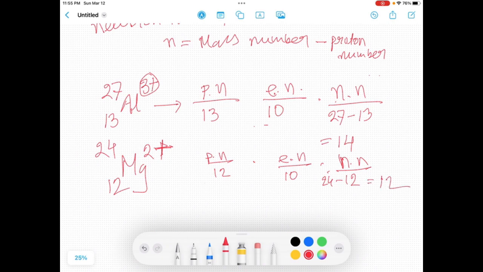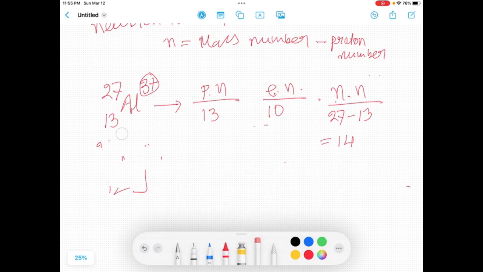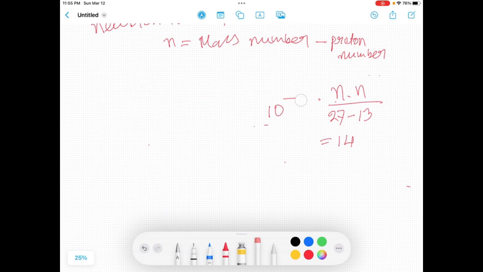So this is the very first common thing for an atom, that any atom consists of 3 fundamental particles called electron, proton, and neutron.